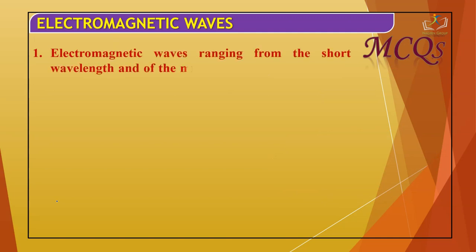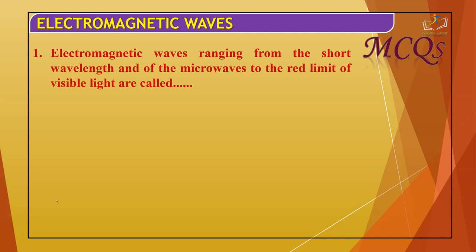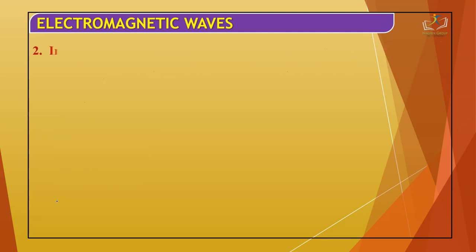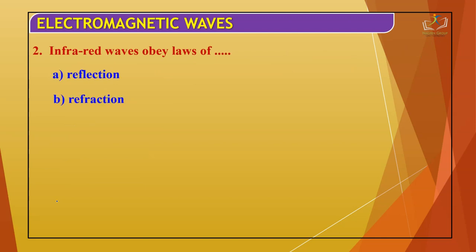Electromagnetic waves ranging from the short wavelength end of the microwaves to the red limit of visible light are called ultraviolet waves, infrared waves, gamma waves, or microwaves. The correct answer for this question is infrared waves. Next, infrared waves obey the laws of reflection, refraction, interference, all of the above. The correct answer for this question is all of them.